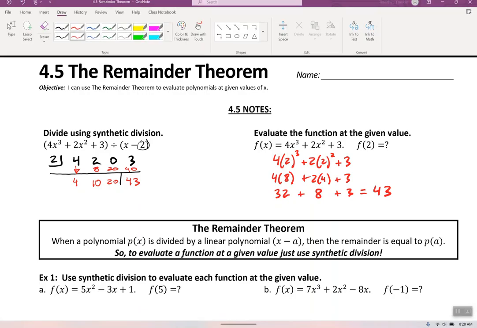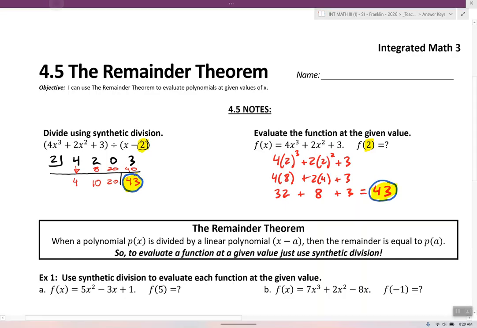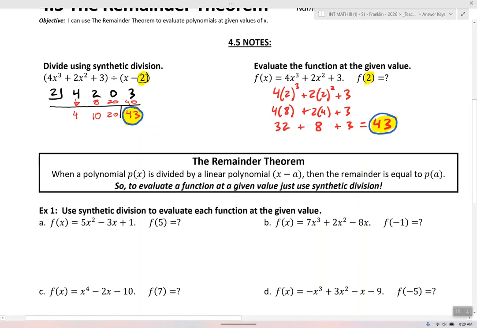Before we get too far into it, let's take a look at these two examples. We get 43 for this polynomial when x is equal to 2, and we got 43 as a remainder when we divided this polynomial by x minus 2. The common numbers to pay attention to are the r value, the 2, and the remainder, the answer, 43. This is one aspect of the remainder theorem. The remainder theorem says when a polynomial, p of x, is divided by a linear polynomial, x minus a, then the remainder is equal to p of a.